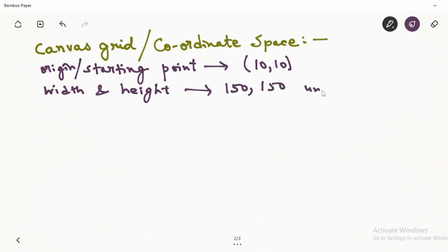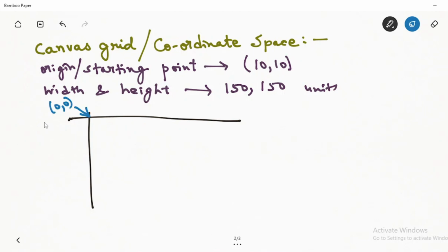It is 150 units. The origin of our grid is the top left corner, whose coordinates are 0, 0, and these are our x and y axes respectively. From the origin we'll count the division units along the x axis. Similarly, on the y axis we have our calibrations. We'll calculate from the x axis where our 10 units is present. From there down the y axis till the 10th unit, we'll find the starting point of our canvas element. Now from there we'll draw our width and height respectively.